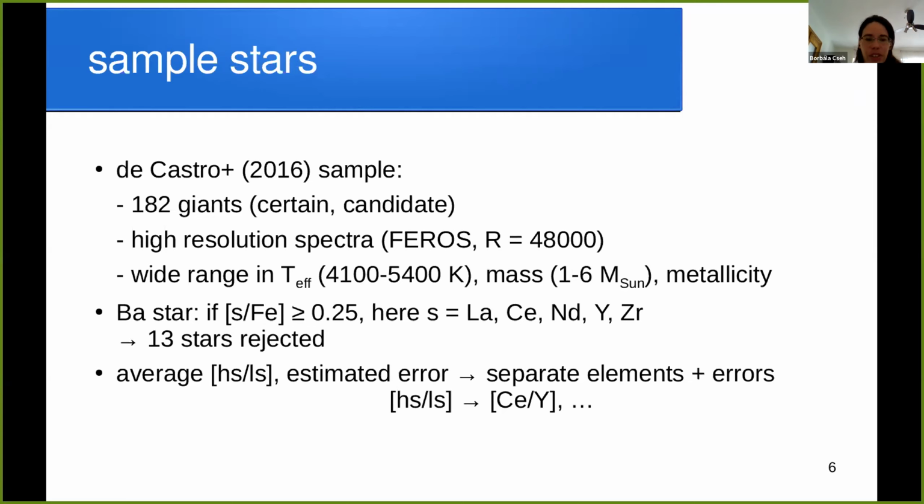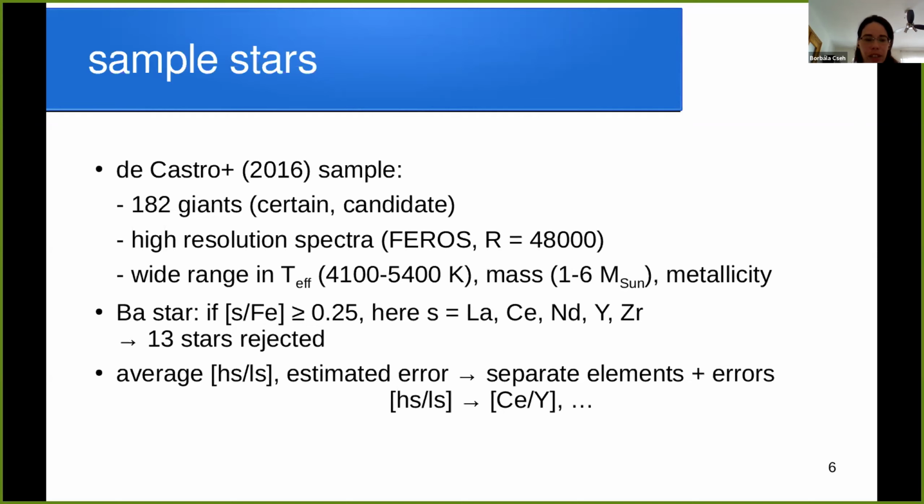And they considered a star a barium star if [s/Fe] is greater than or equal to 0.25, where s equals lanthanum, cerium, neodymium, yttrium, and zirconium. And based on this criterion, 13 stars were rejected from this sample. So at the end, we have 169 barium stars, a homogeneous sample. So this is the largest sample in the literature which is homogeneous.